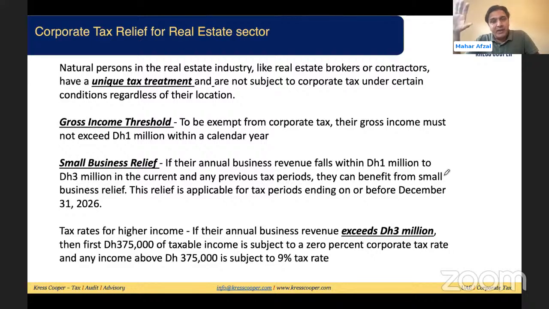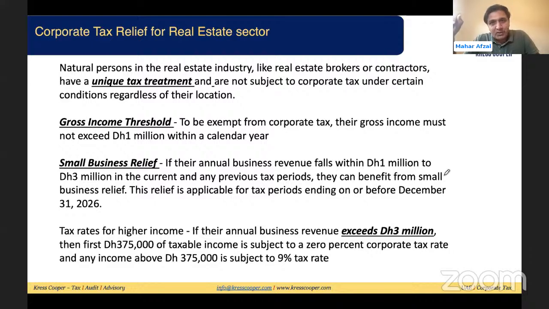In the same way, if the contractor, subcontractor, broker, or owner is earning income of more than 3 million during the tax period, they are liable to register and liable to submit the tax return as well. Their taxable income up to 375,000 will be at 0% corporate tax. Any income beyond 375,000 will be subject to tax at 9%.